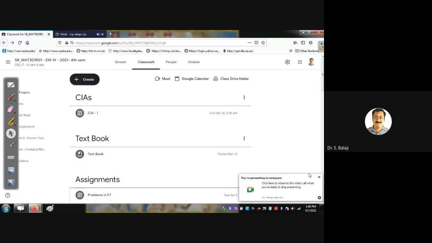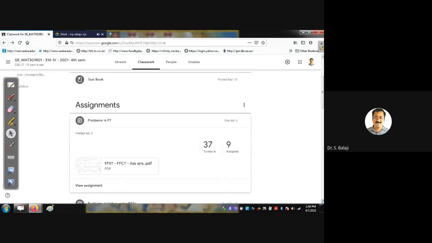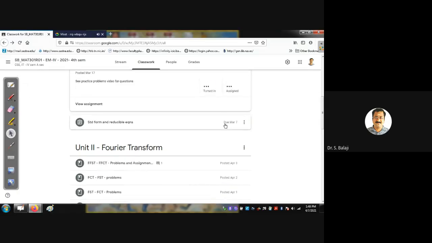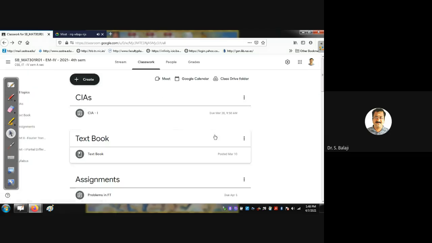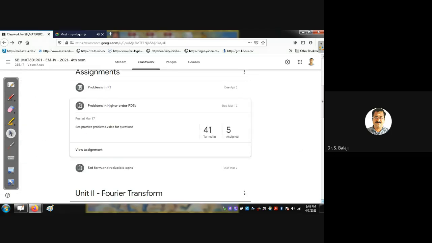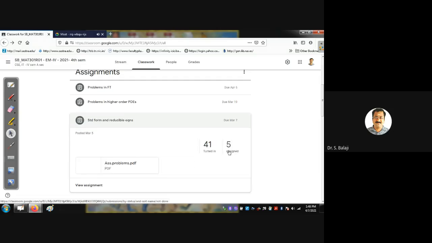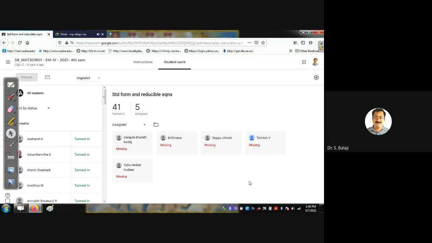Similarly, you have the previous 2 assignments. Five persons have not submitted. Yajnanathan is regularly not submitting assignments. There are also 5 persons here. Venkat Sudip is also not submitting. Shopa, Sitesh, Tarnis, these 3 have not submitted the first and third assignment. Bharat Reddy, Dinagar.